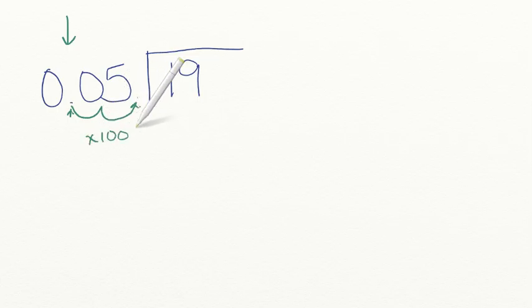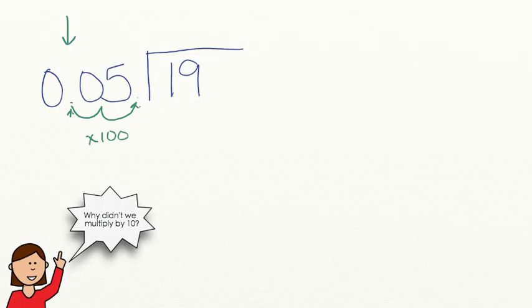But wait, why didn't we multiply by 10? I know that we multiplied by 10 last time, but that's because we only moved our decimal over one place value, which has a value of 10.